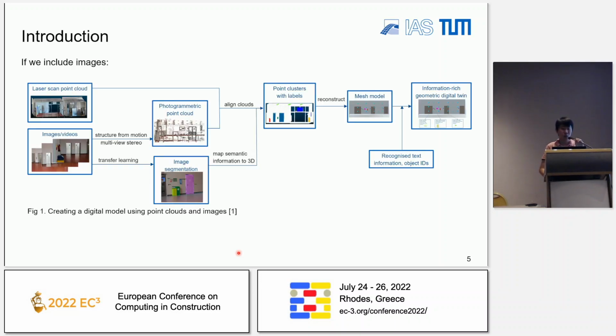In our previous work, we proposed this pipeline to combine 2D and 3D reconstruction and detection. First, we collect the laser scan point cloud and images in the same building area, then reconstruct a photogrammetry point cloud based on the images we took. By 2D image segmentation, we can extract the semantic information from images. And by using the camera poses estimated by structure from motion, the semantic information from the 2D images can be mapped into 3D space. As we can see, there are some point clusters of smaller objects.